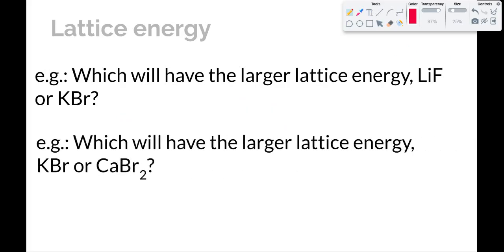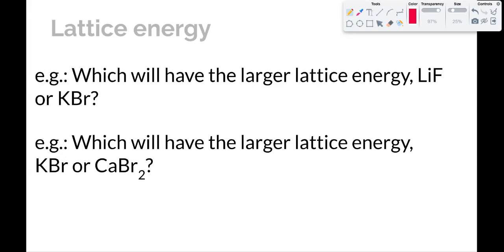Here's another comparison. Which will have the larger lattice energy, KBr or CaBr2? So in this case, we already know that potassium is plus 1 and bromine is 1 minus, but calcium is 2 plus. Now calcium is going to be pretty much the same size as potassium. It's right next door to it on the periodic table. They're both in the 4th period. And bromine is the anion in both cases, so that doesn't matter at all. So the denominator, it's really about the same numbers. Not exactly, but very close.